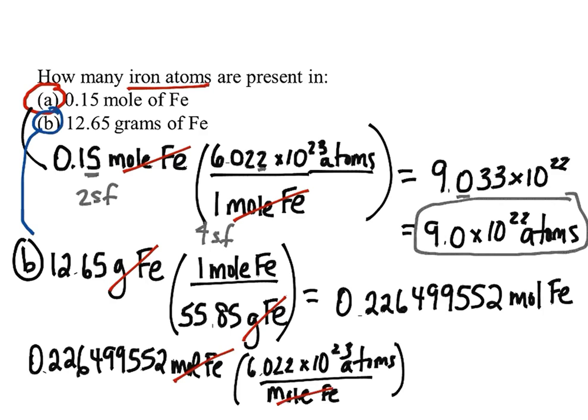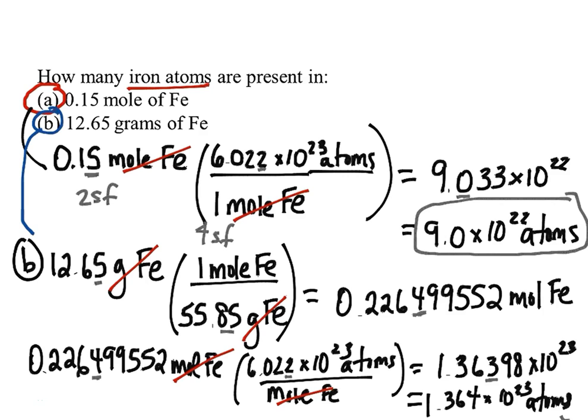Moles cancels, and then we end up with a really big number, which you should anticipate, because 12.65 grams of iron is going to contain a lot of atoms of iron, right? Because atoms are tiny. So now we need to figure out the significant figures. 12.65 has 4 sig figs. 55.85 has 4 sig figs. And the Avogadro's number that we're given, 6.022, has 4 sig figs. So our answer needs to be rounded to 4 sig figs, which is here, 1.364 times 10 to the 23rd. Don't forget atoms is our unit.